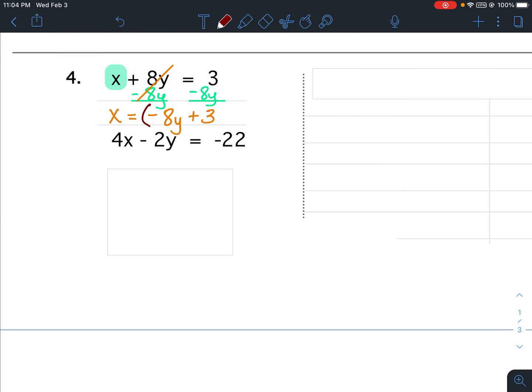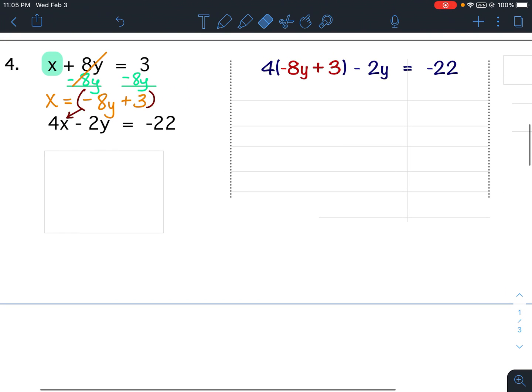And now I'm going to substitute that. I solved for the top x, I substituted in for the bottom x. All right, so that would look like this. Again, what's typed in red would be what we solved for on the left side. So 4 times the quantity, -8y plus 3. And then we got -2y equals -22.